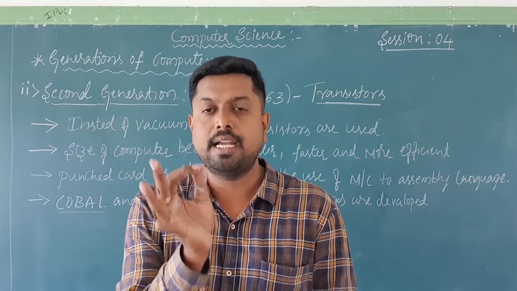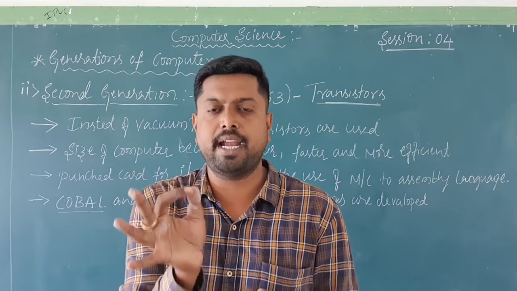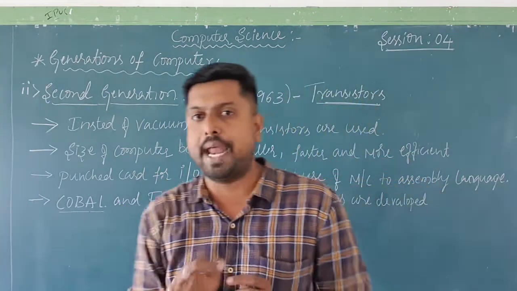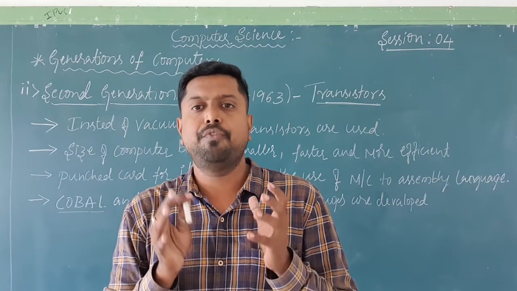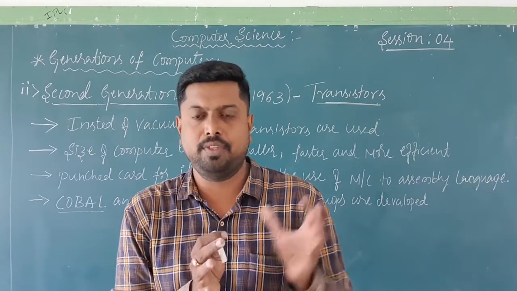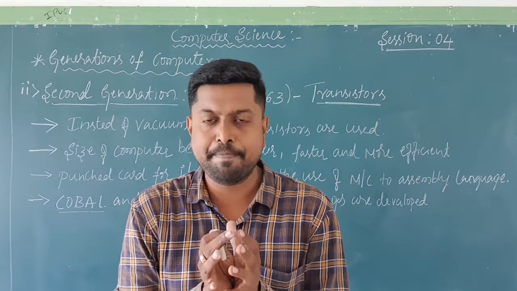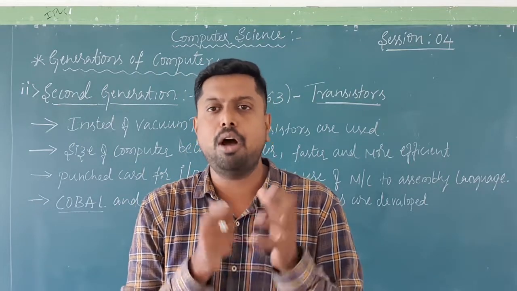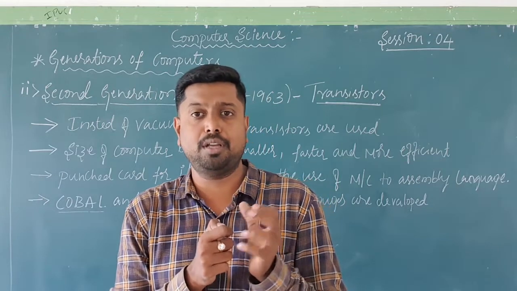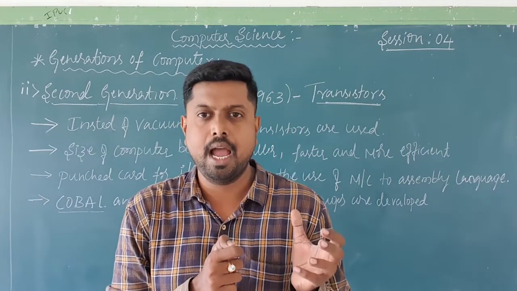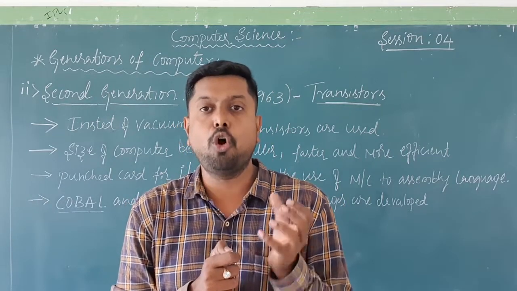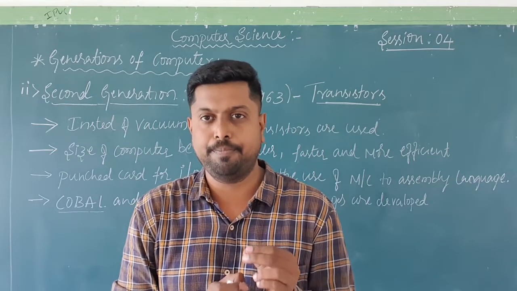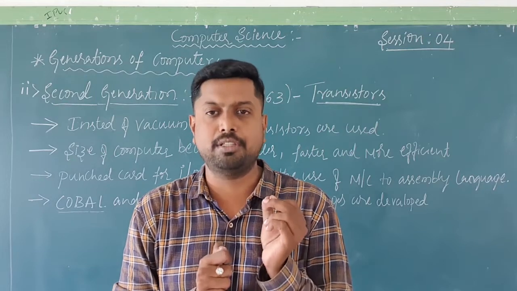Remember, the transistor is the device for the second generation of the computer. During the period 1956 to 1963, when we compare the physical size with a vacuum tube, it is very small, faster, efficient, and reliable, and these computers are very small in physical size. Also during this period, COBOL and Fortran, the high level languages, were developed. So this is about the second generation of the computer.